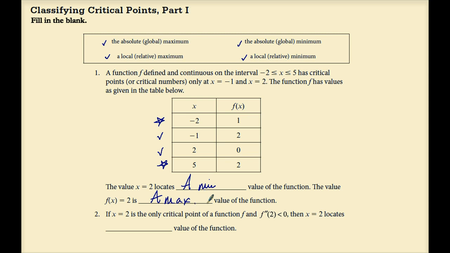Number 2. If x equals 2 is the only critical point of a function f, and f double prime of 2 is less than 0, then x equals 2 locates what value of the function? A critical point and concave down there means that we've located an absolute maximum value of the function.